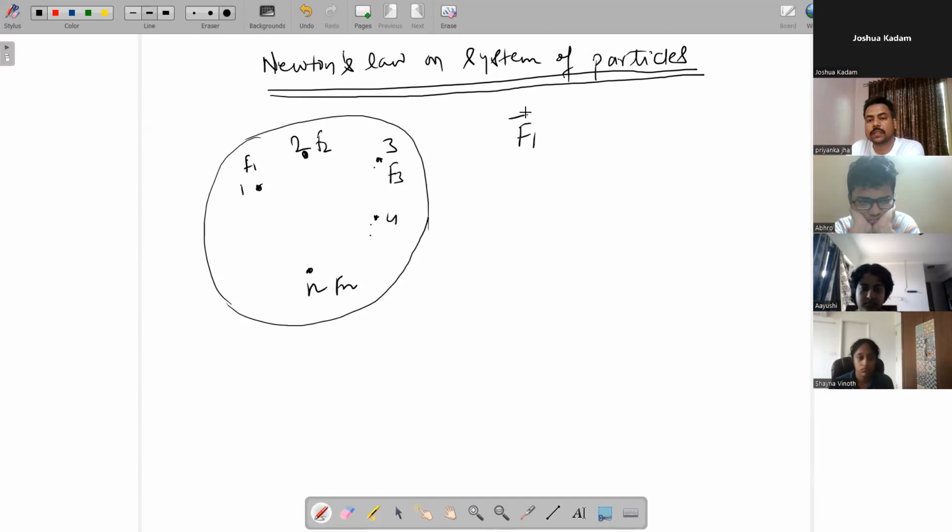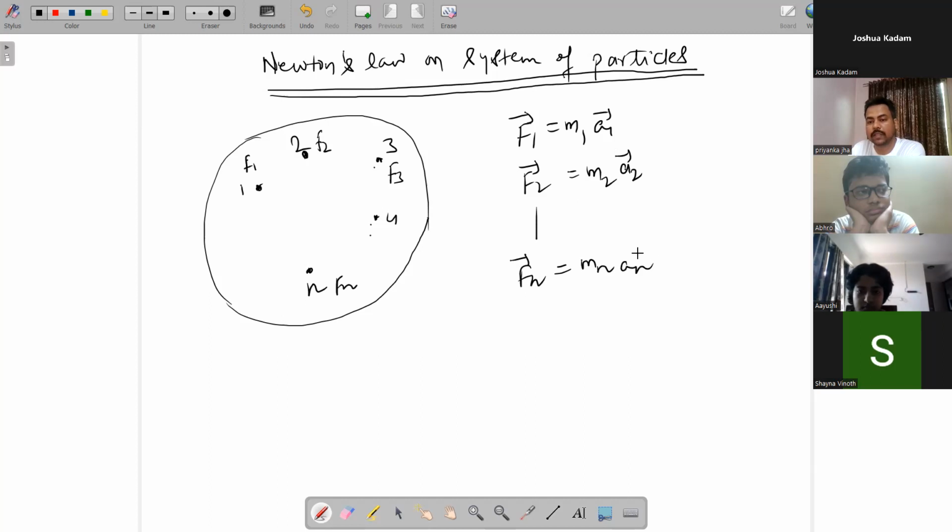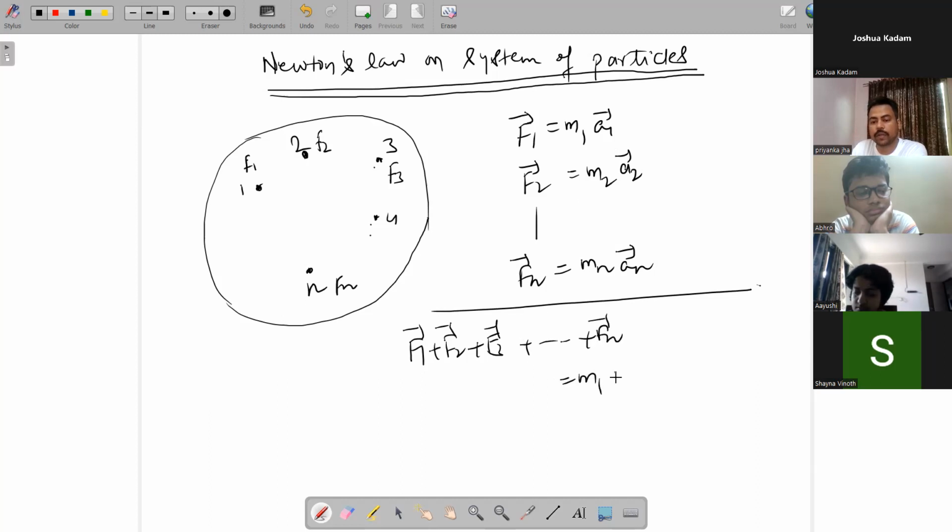So if you write force is mass into acceleration, mass of first object into acceleration of first object. Similarly, force on object 2 will be mass of second object into acceleration of second object, and like that, force on nth object equal to mass of nth object into acceleration of nth object. Just add it. You will get F1 plus F2 plus F3 like Fn equal to M1A1 plus M2A2, and like that MnAn. This is the net force.